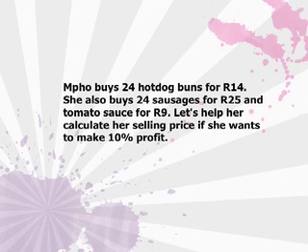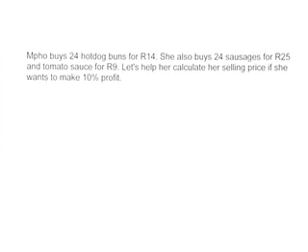Well, our first learner who's going to sell hot dogs is Mpo. Mpo buys 24 hot dog buns for 14 Rand. She's going to sell 24 hot dogs. She also buys 24 sausages for 25 Rand and tomato sauce for 9 Rand. Now let's calculate what is the price if she wants to make 10% profit. So how do we do that?